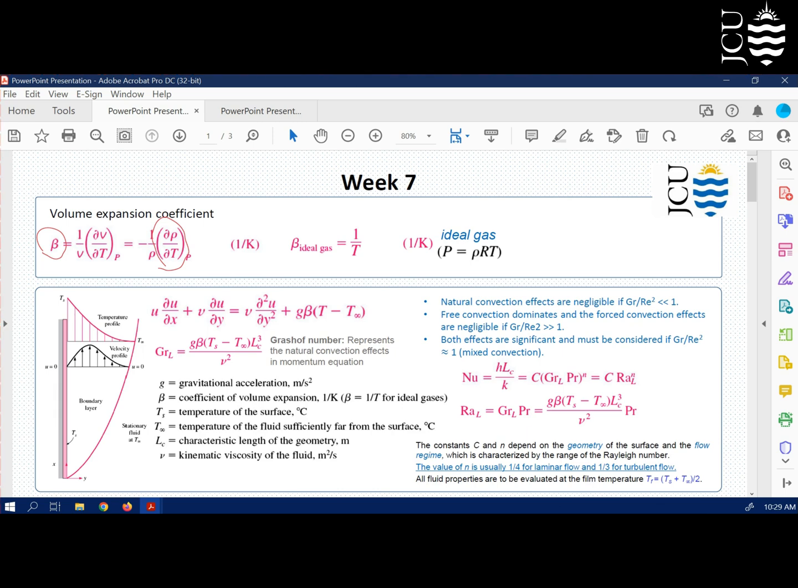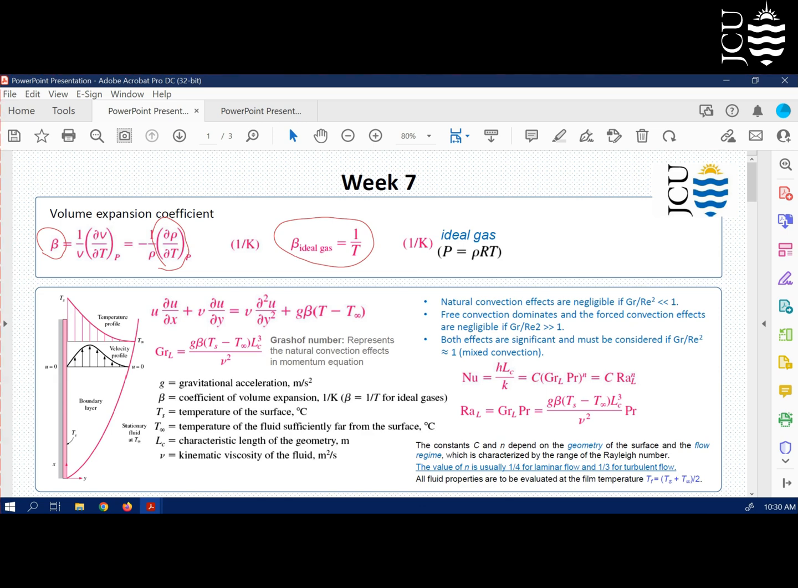We found out that for some liquids or fluids, it can be positive, it can be negative. For an ideal gas, I proved we can use 1 over T, and the unit is going to be 1 over Kelvin. But if it's a liquid, you need to find it from tables. And this thermal expansion coefficient is going to be very important later when we are extracting the buoyancy force for natural convection flows.